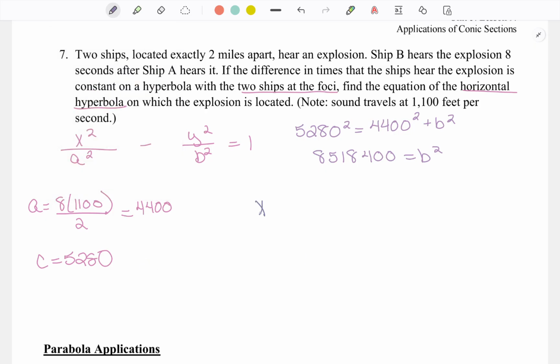So we're going to have x squared over, and then the 4,400 squared is 19,360,000 minus y squared over 8,518,400, and it equals 1.